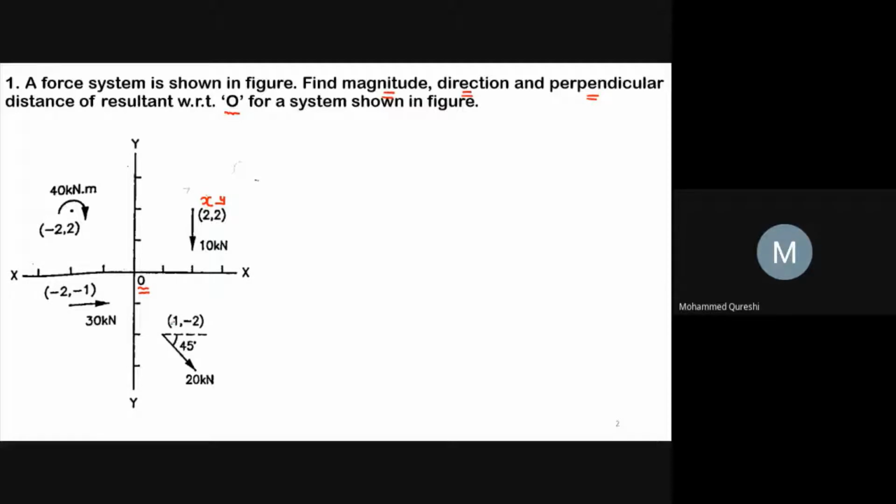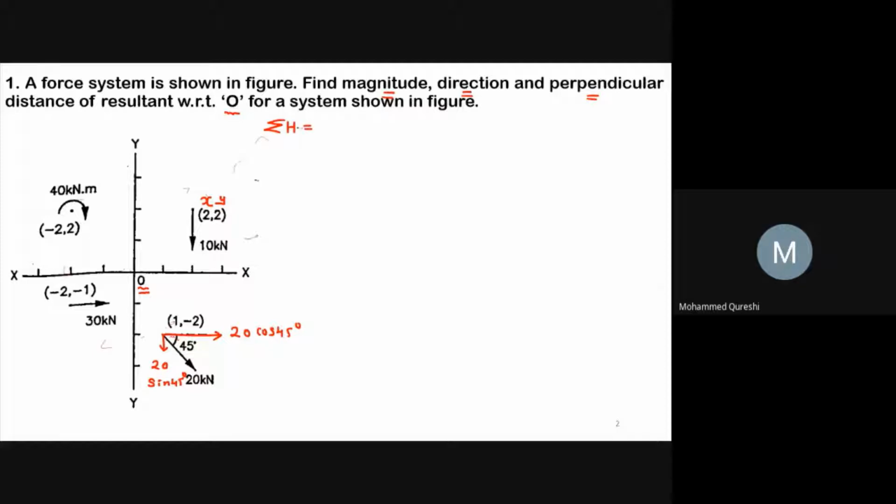And this 20 kilonewton force makes an angle of 45 degrees with the horizontal x-axis. So it will have two components. First is your 20 cos 45 degrees and your second will be 20 sine 45 degrees. This 30 kilonewton force is horizontal, this 10 kilonewton is vertical, and it has a moment of minus 40 kilonewton meter.